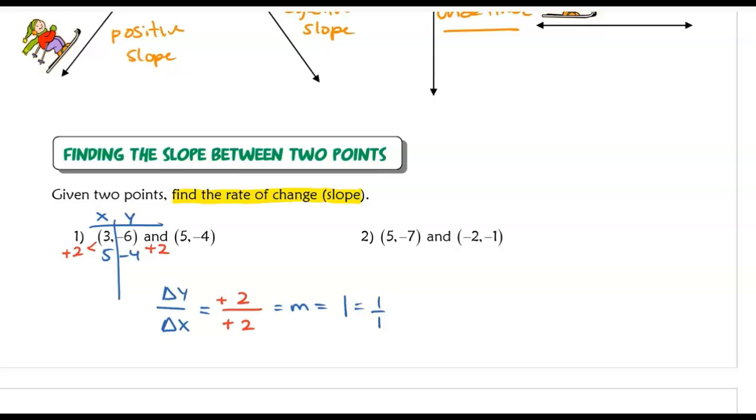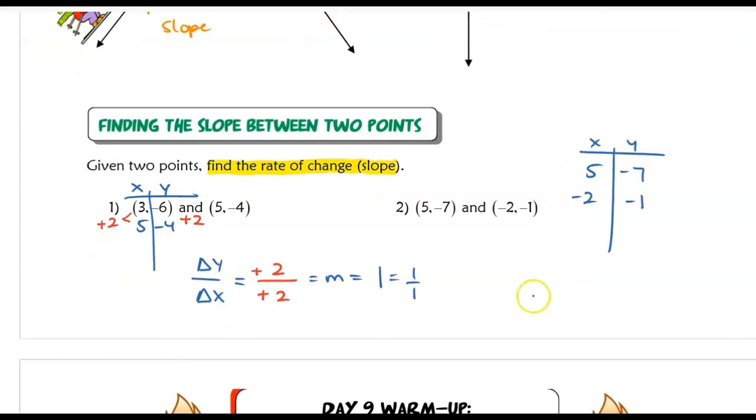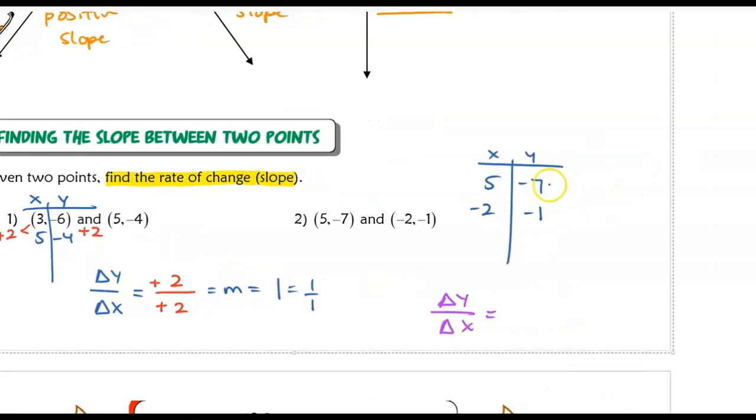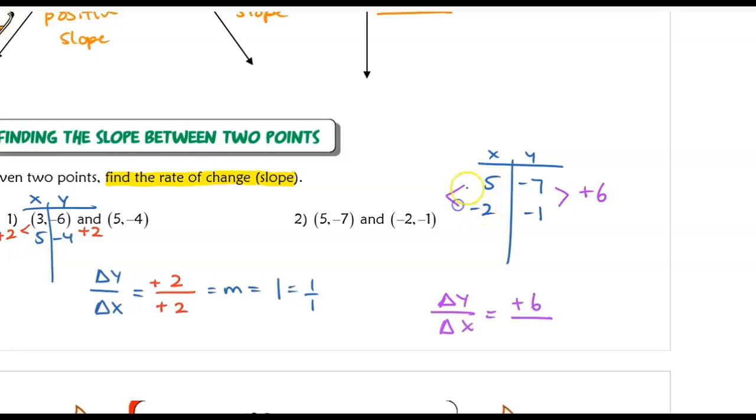All right, for my last example, I'm going to write 5, negative 7, and then underneath that, in table form, I'll write negative 2, negative 1. So if I look at the points now, my change in y over change in x is going to be, let's look at the change in y here. For this one, I'm going up by 6, from negative 7 to negative 1. That's an increase of 6, so that's positive 6. And for the x values, if I go from 5 to negative 2, that's a decrease, right? Because I'm going down, and that's a decrease of 7, so that's negative 7. So my slope here is negative 6 over 7.